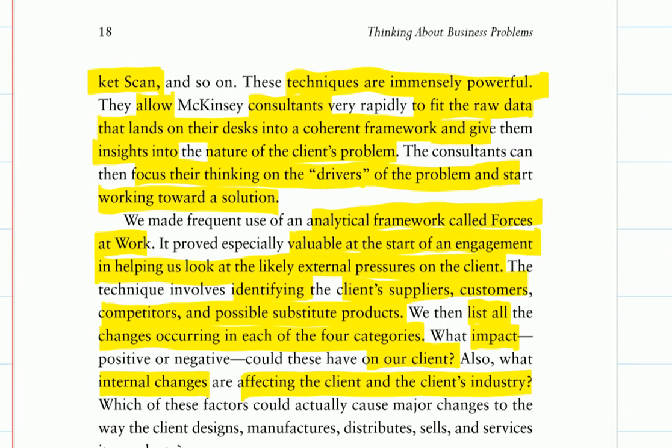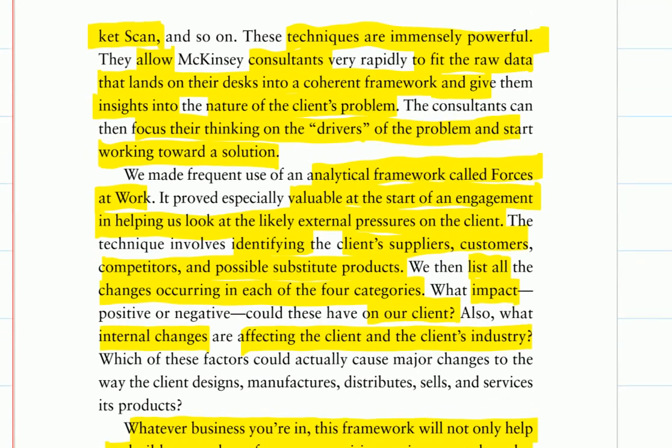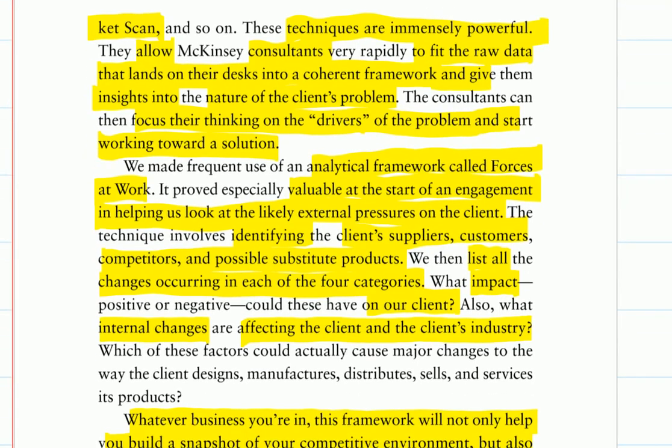Now, once this framework is ready, the consultant can focus on the thinking of the drivers of the problem and then start working towards a solution. So basically, it helps creating a map. Again, it helps creating a roadmap, because they can focus on the drivers of the problem. Everything fits into place. So he has given an example.